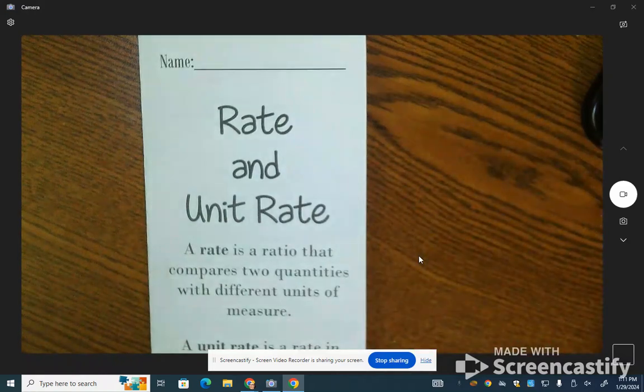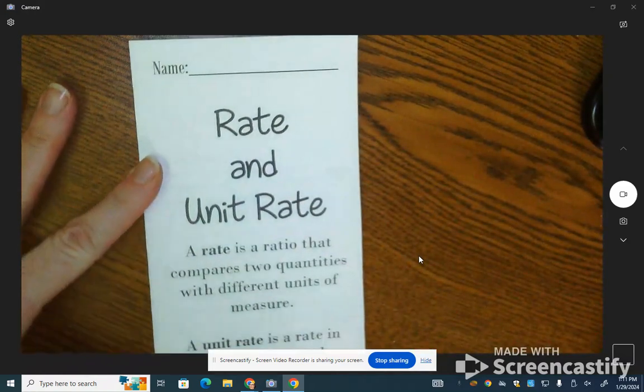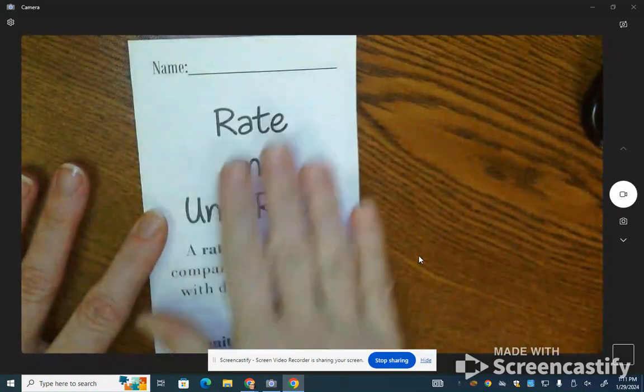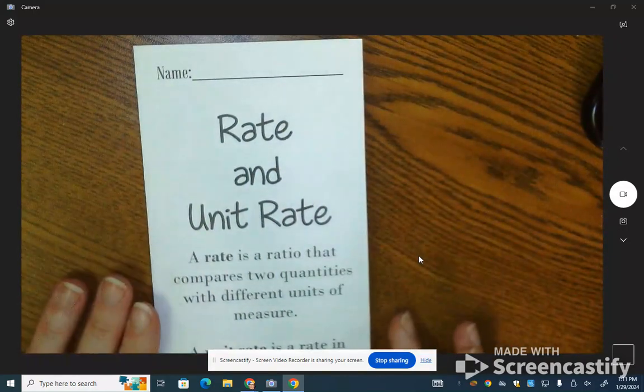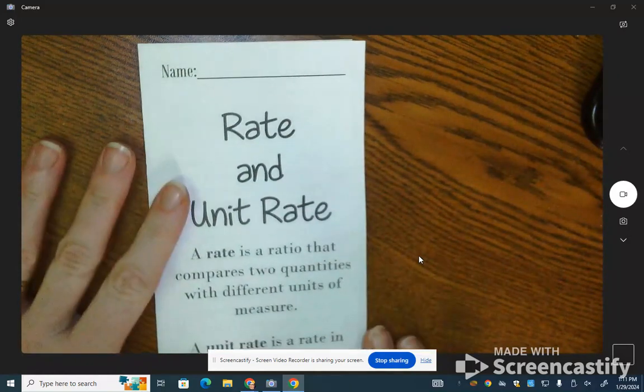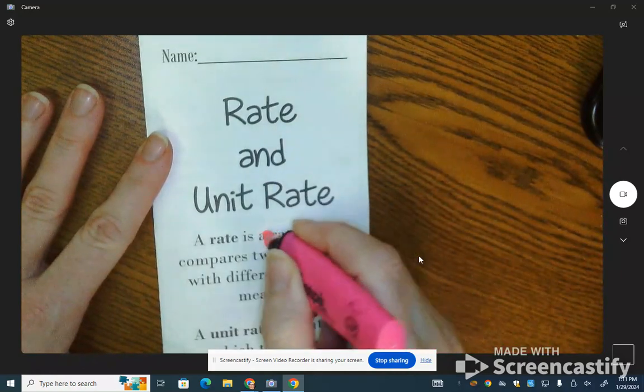Do what we call a graphic organizer that is going to be folded. They're sometimes called foldables. It's going to be folded into 3 pieces. The title of this is rates and unit rates. What I want you guys to know is that we are still talking about ratios.